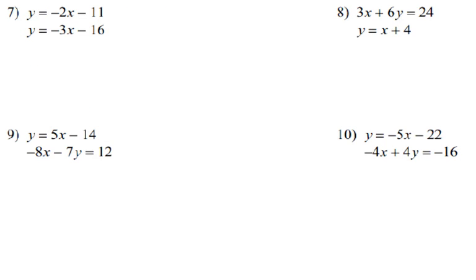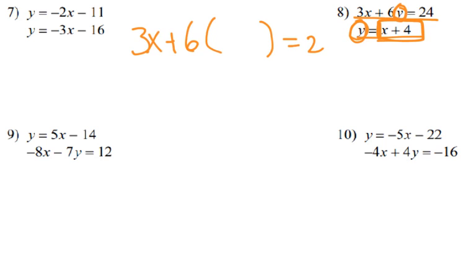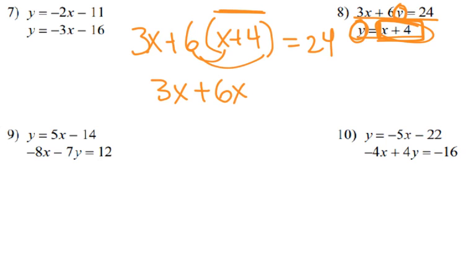Let's take a look at number 8. So now this one isn't solved for a variable, but this one is. So I still want to deal with this. I want to say, okay, I know what x plus 4 is the same thing as y. So instead of this 6 times y, I'm going to go 3x plus 6 times y equals 24. But instead of that y variable there, I'm saying, hey, this other equation told me y is x plus 4. So I'm just going to put x plus 4 in there.